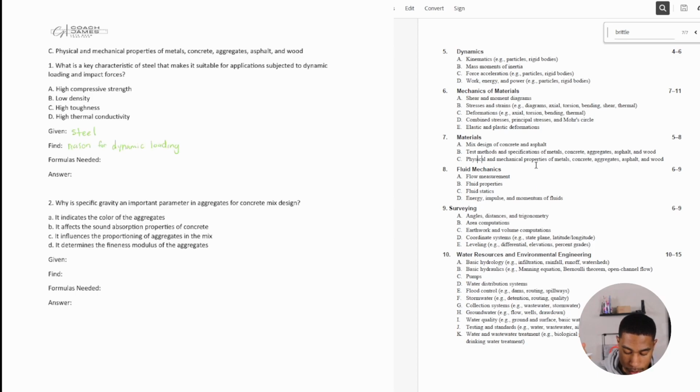A, would it be high compressive strength? In this case, no. So when you think of high compressive strength, normally you think of concrete, that type of thing. Low density, I don't see how that helps us with dynamic loading and impact forces. High toughness, yes. I mean, you need your steel to be pretty tough, especially when loading can happen or high impact instances can happen.